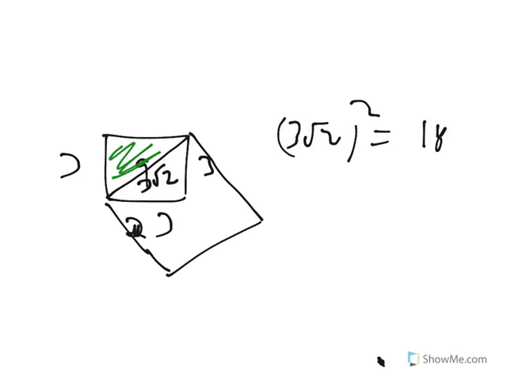A cool way to see that is you just draw these two diagonals and color this red and this green and this green. So that's called doubling the square. But doubling a cube is much more difficult.